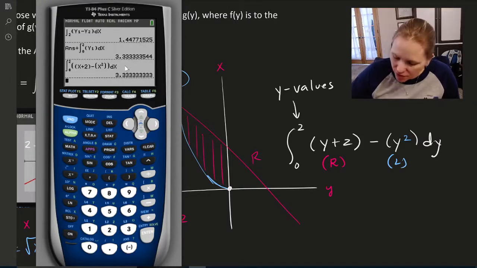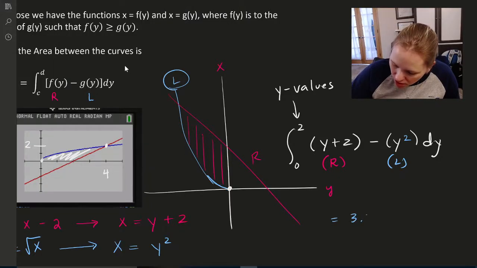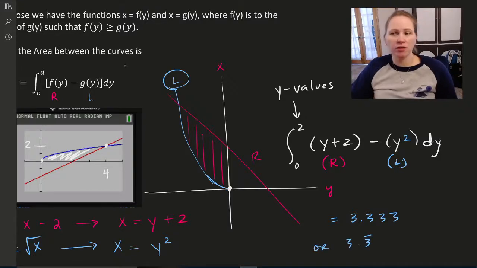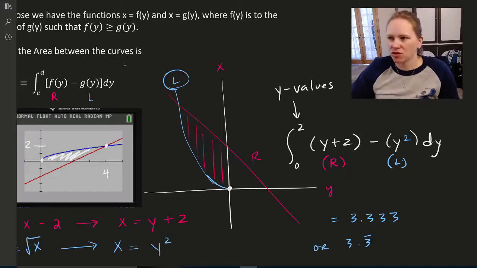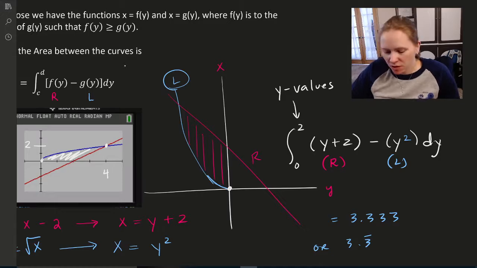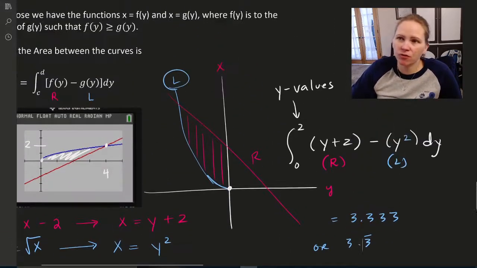That's a fair assumption, I think, based on this. But you get the same answer, 3.333 or 3.3 repeating. And if we were to evaluate this by hand, we would get the same answer. This antiderivative is actually easier to find because it doesn't have that square root floating around, and you're only doing one integration.